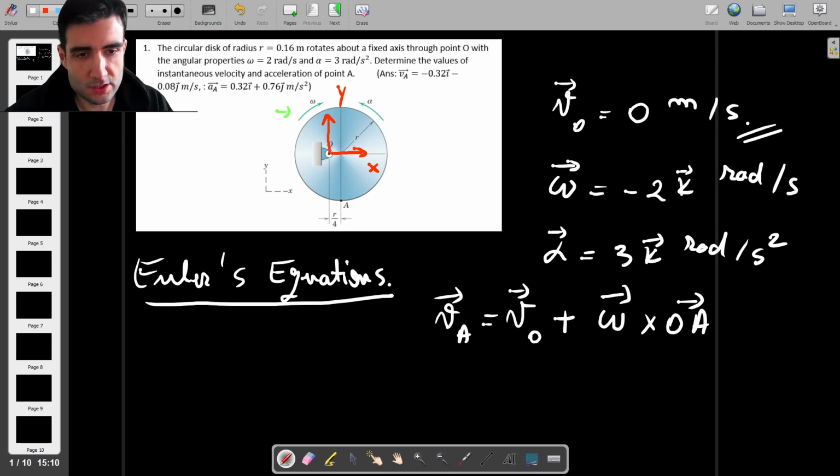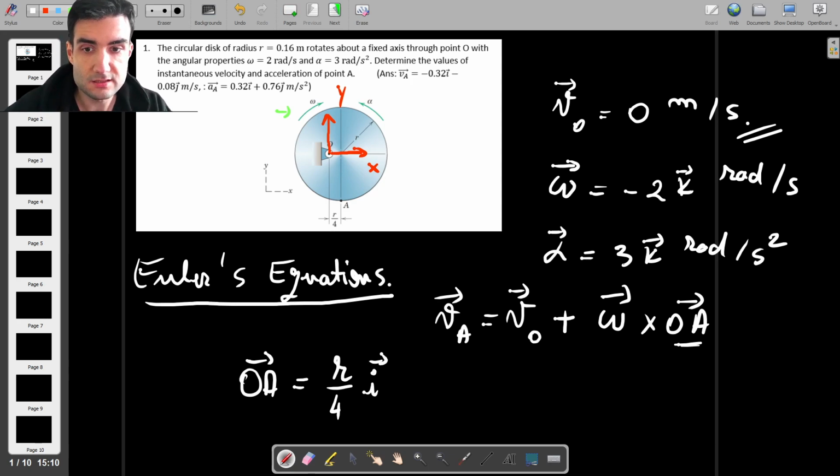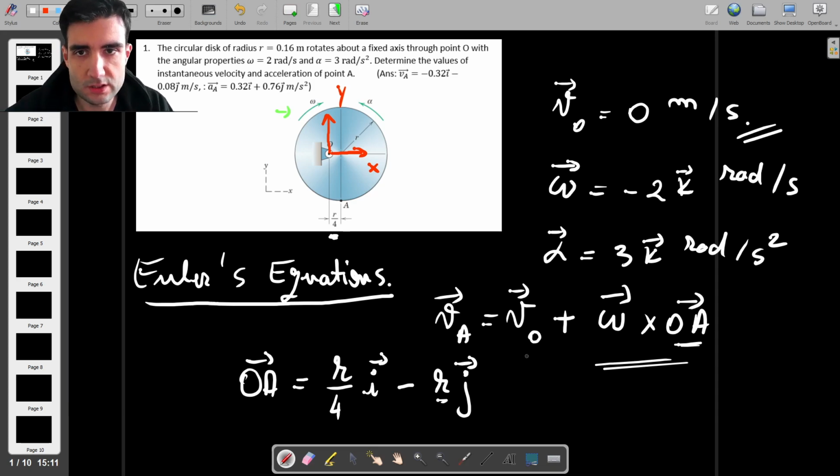Okay, so that's essentially it. So the only thing left to do now is to find what the coordinates of this vector are. So we know that OA can be written as, so A is to the right of point O, which means that this is r/4 times i, right? Because the x distance of A with respect to O is r/4. That's what the question tells us here. And then minus, and then we're going to have r times j, right? Because point A is at a vertical distance of r with respect to O, but it's in the negative y-axis, which is why we have a minus in front of rj. And that's it. So now we can just apply this formula and see what the result will be.